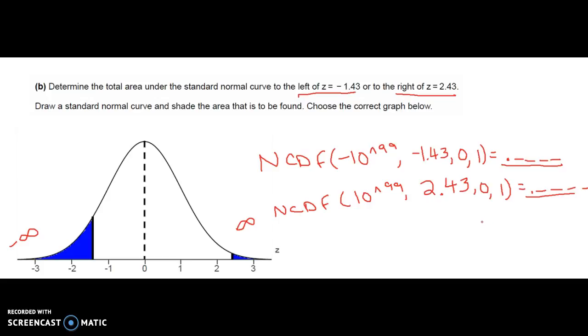It's the same idea for part C, to the left of the negative, to the right of the positive. So it's just practicing using normal CDF, centered at 0 with the standard deviation of 1.